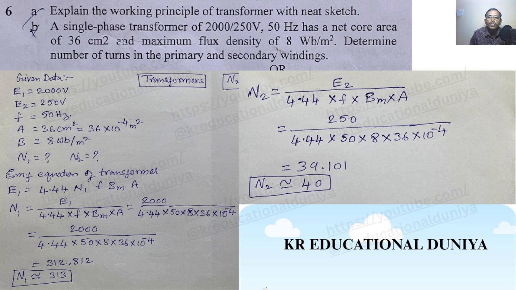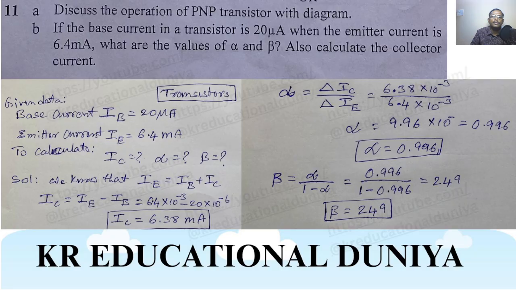Okay, coming to the N2, you can take a transformation ratio formula, or you can use directly EMF equation formula. Okay, so N2 equal to E2 by 4.44 into F into Bm into A. So for 250 by remaining things, if you put, you are going to get 39.101. So here also N2 value approximately you have to take a round figure, you should not take decimal values. So we are considering as 40 turns. N2 is 40 turns. Okay, this is how you have to do the problem for single phase transformer.